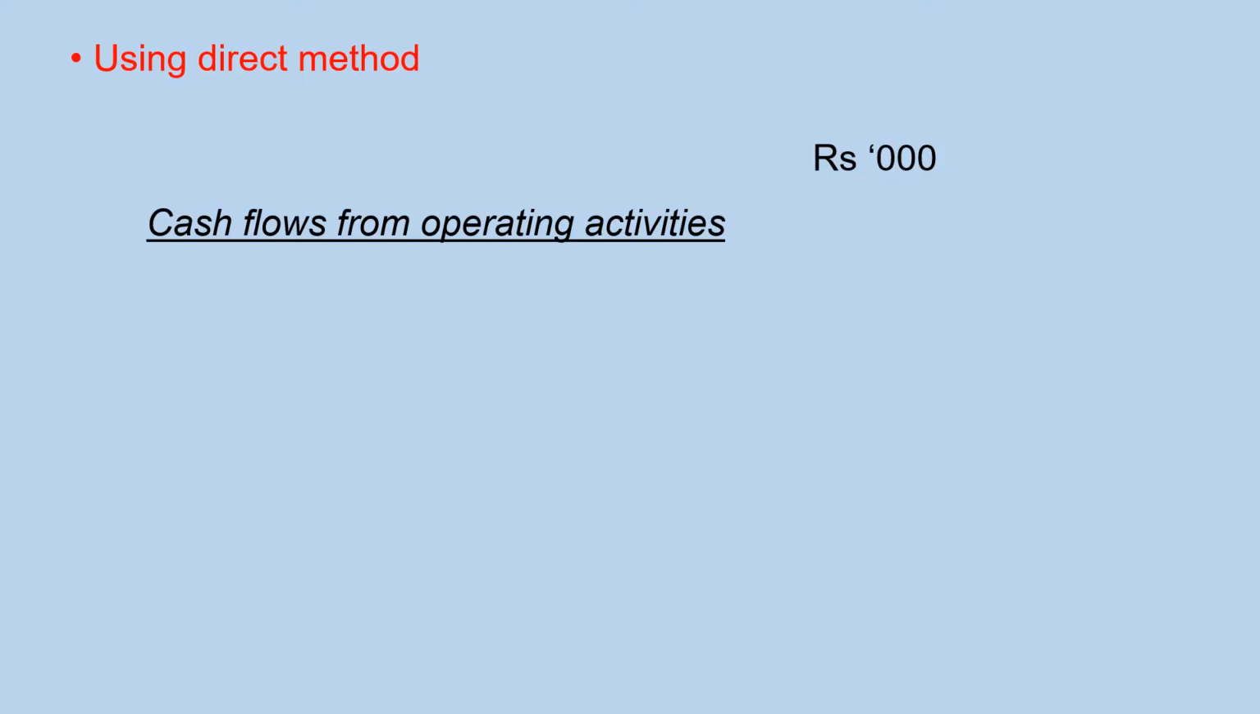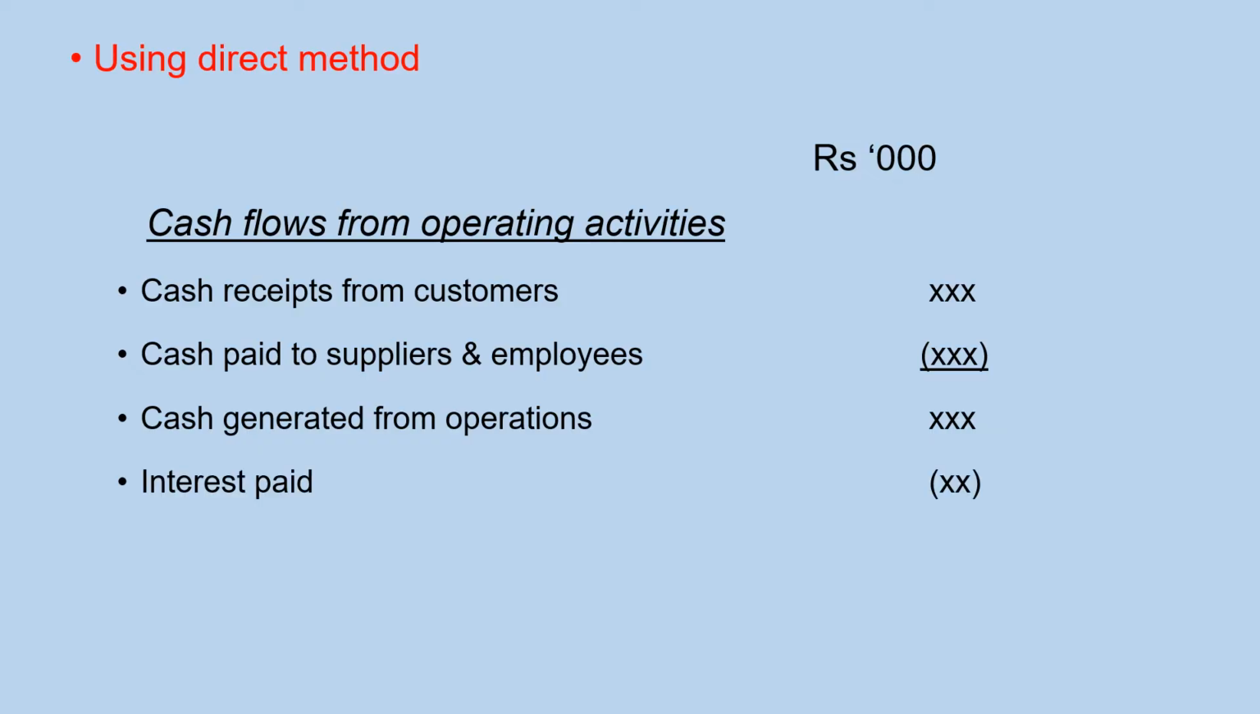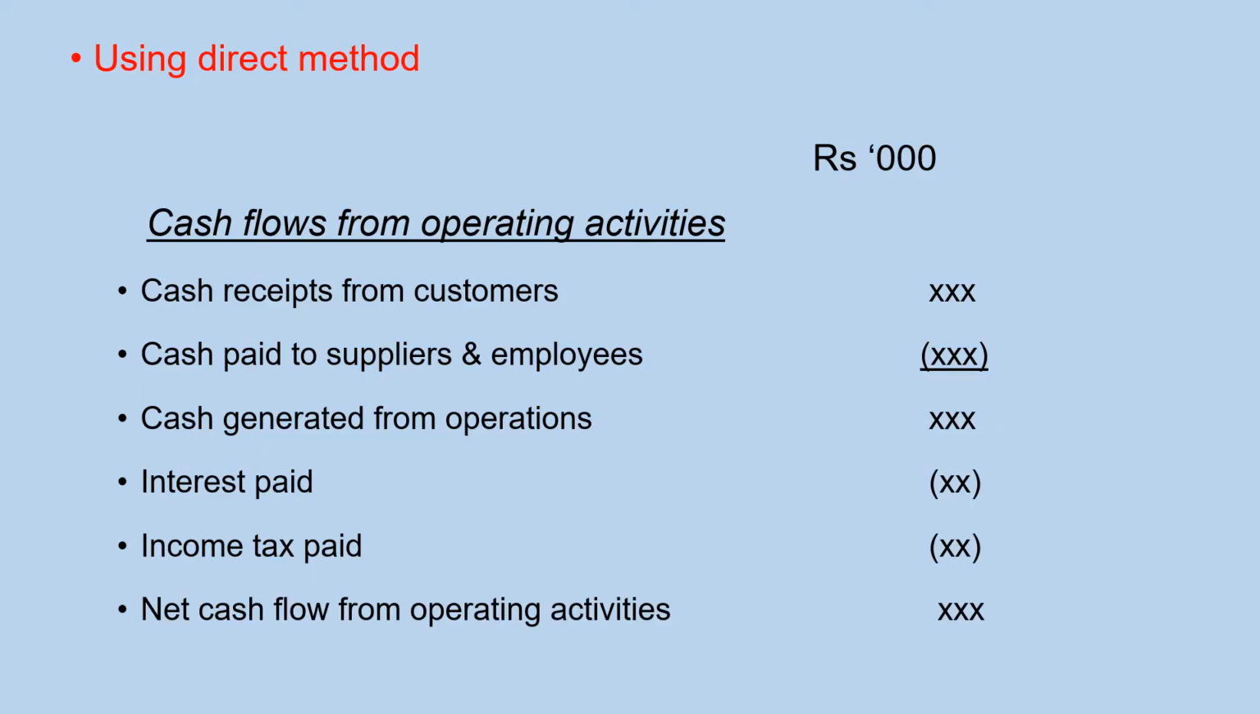In the direct method of cash flow from operating activities, first we are going to take the cash received from customers. From that, we are going to deduct the cash paid to suppliers and employees. Then we arrive at the cash generated from operations. From that, we are going to deduct the interest paid and income tax paid. Then we arrive at the net cash flow from operating activities.